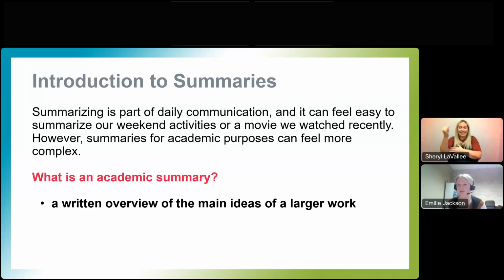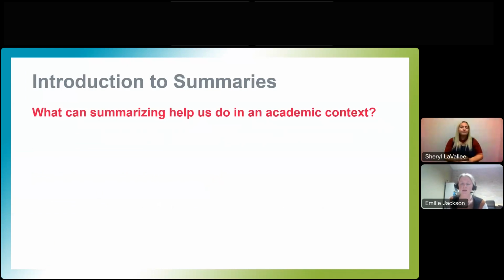And by larger work, this could be anything. It could be a chapter of a textbook. It could be, I don't know, maybe a video or documentary or some sort of source of information that you are using or looking at for one of your courses. So it's a written overview of the main ideas of some source of information. What's the point of summarizing? Why are we even talking about this? Why is this a relevant academic writing skill that's been included in this workshop series?